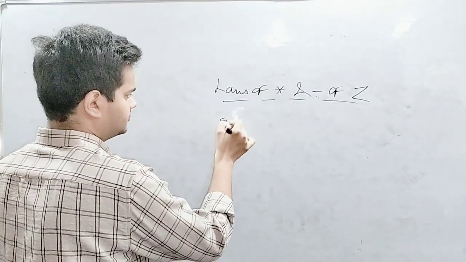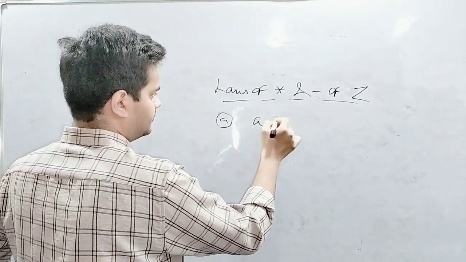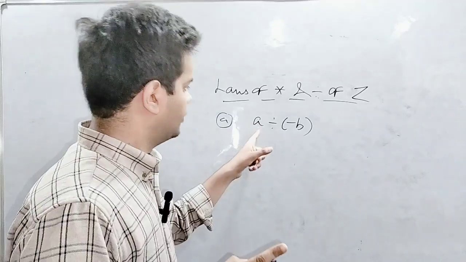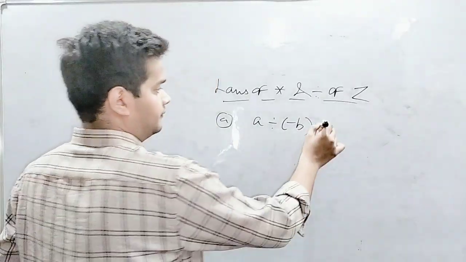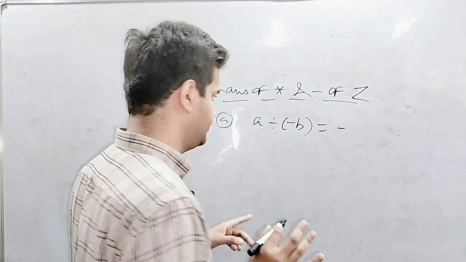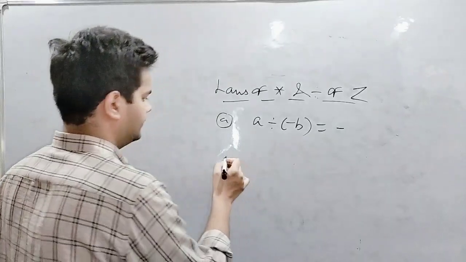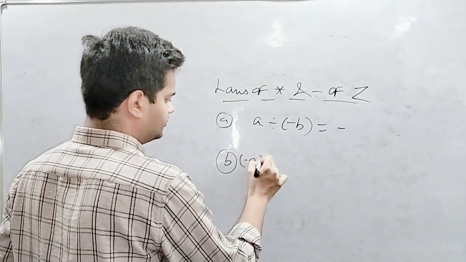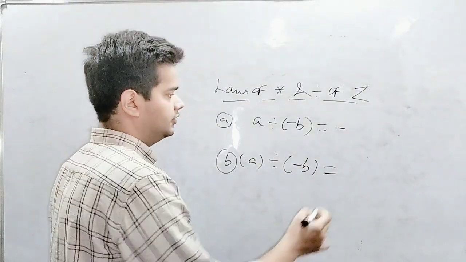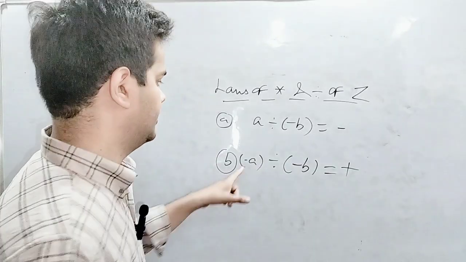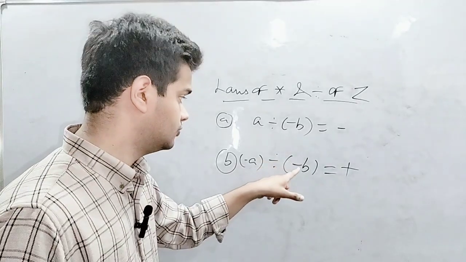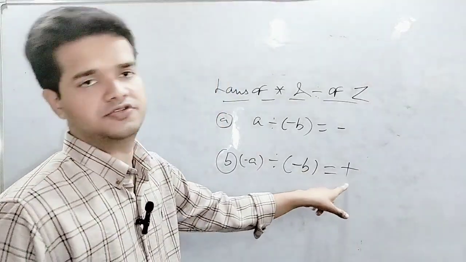Laws of division. If I divide two integers, one is positive and the second is negative, then the value will always be negative. If the signs are not the same, whatever the result, the answer will be negative. Okay, and if I divide two integers and both are negative, then the value will be positive. If I divide two numbers and both have negative signs, their value will always be positive.